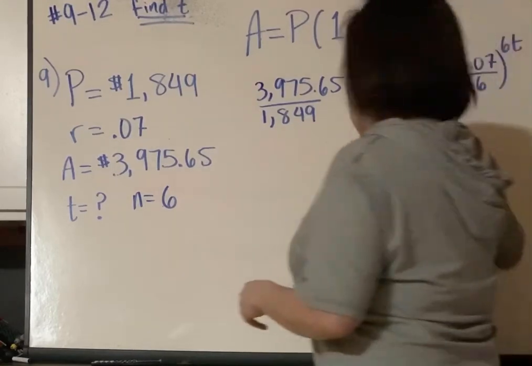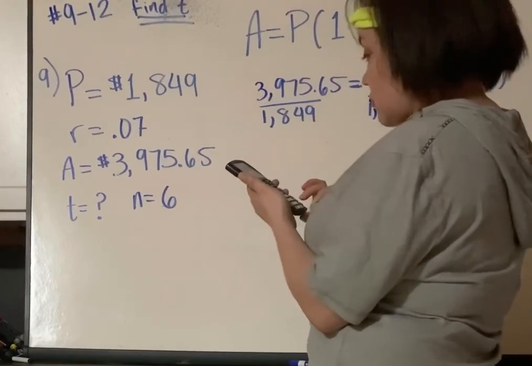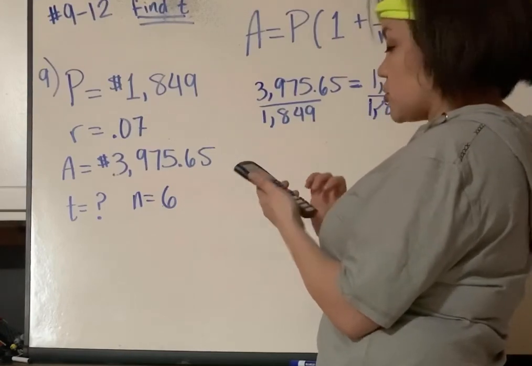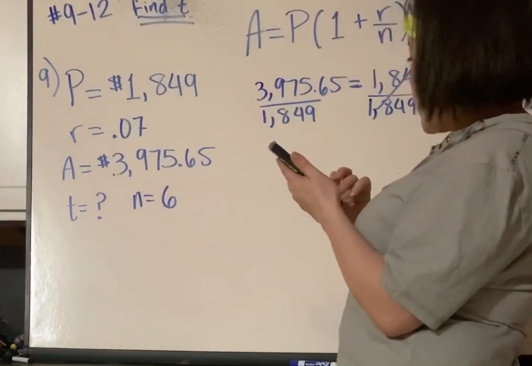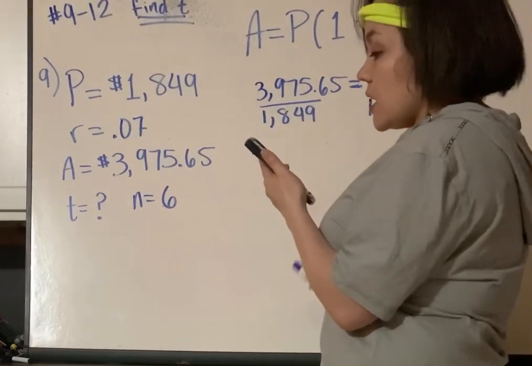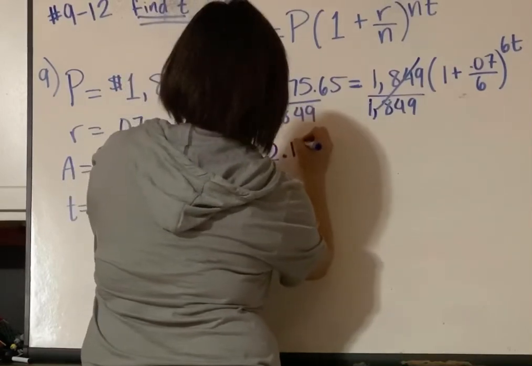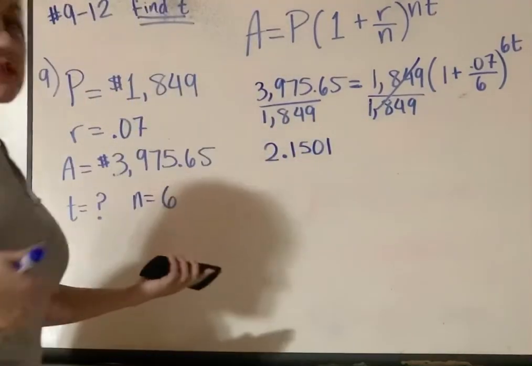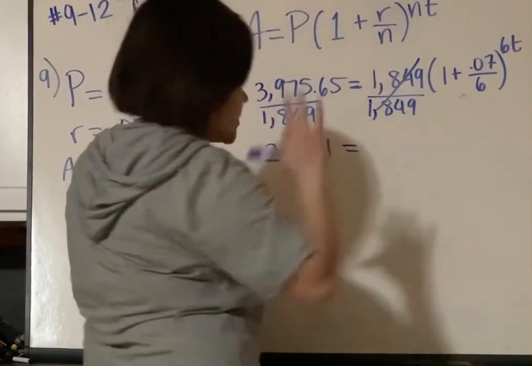So I'm going to calculate this. These are going to cancel away. And we get 3,975.65, so I'm just dividing this amount by 1,849. Did I get all of my numbers in there? Yeah, okay. So I do get 2.1501, and I'm doing 4 decimal places again, just to keep it as accurate. A little bit more writing than usual, weird decimals, but these are gone.